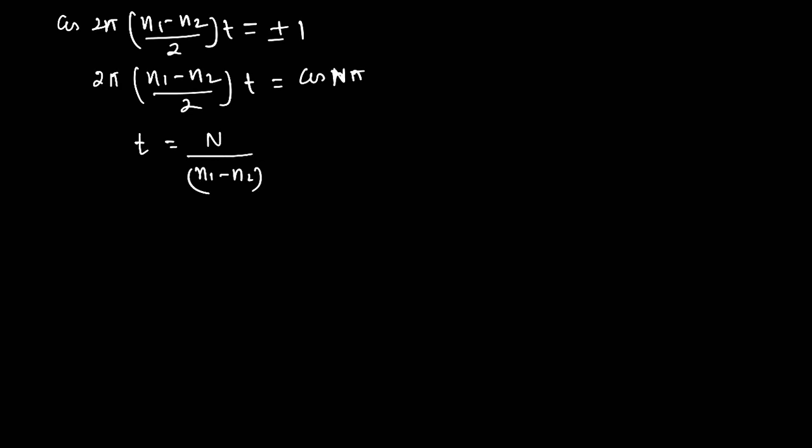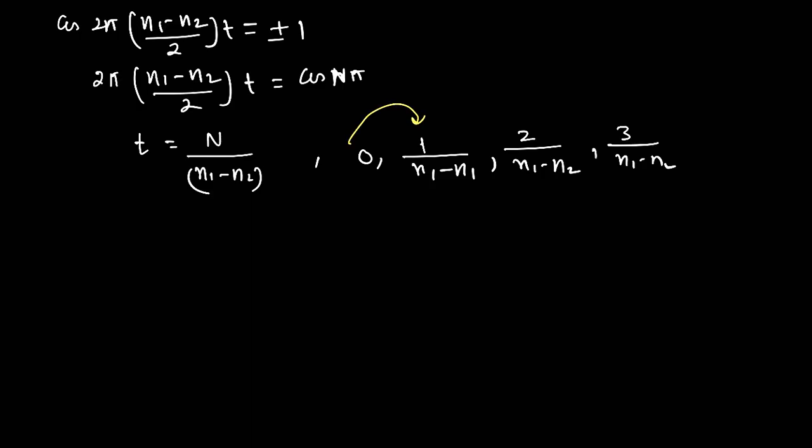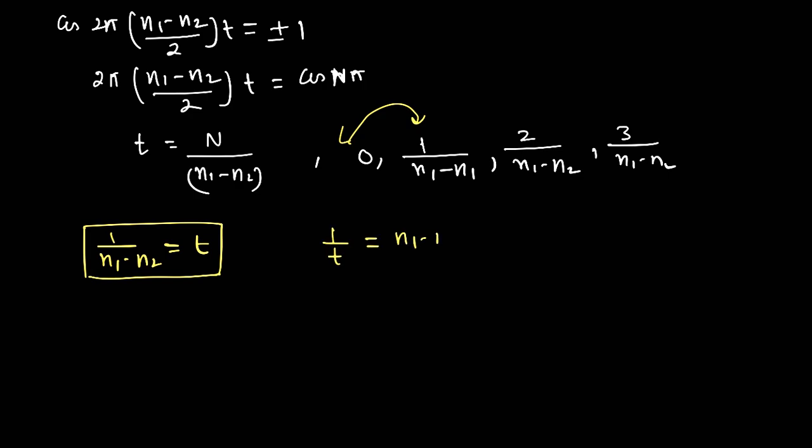So if I put N equal to 0, I will get the value 0. If I put N equal to 1, the value will be 1 divided by (n1 minus n2). If N equals 2, 2 divided by (n1 minus n2). N equals 3, 3 divided by (n1 minus n2). So if I take the difference of two consecutive terms, that will be 1 by (n1 minus n2), and this is the time period of the beats, and 1 upon T should be equal to n1 minus n2.